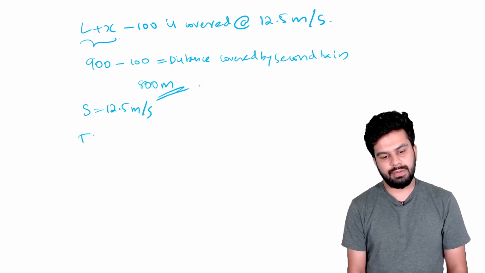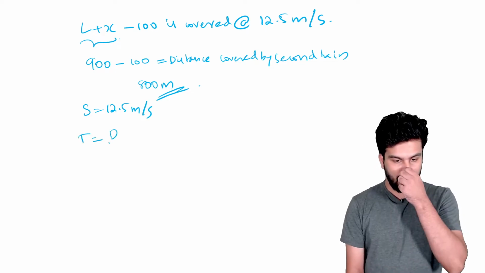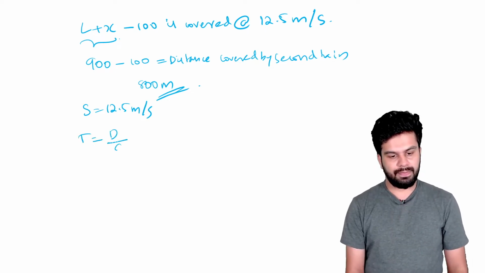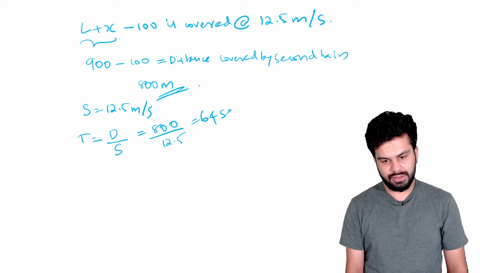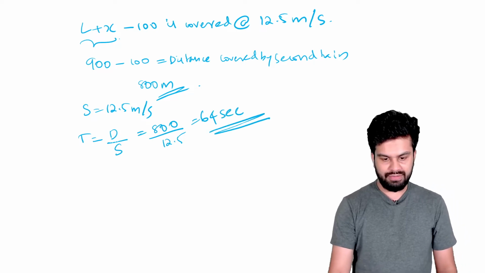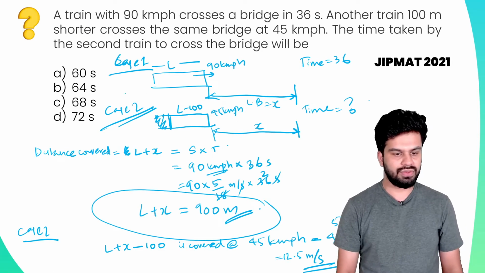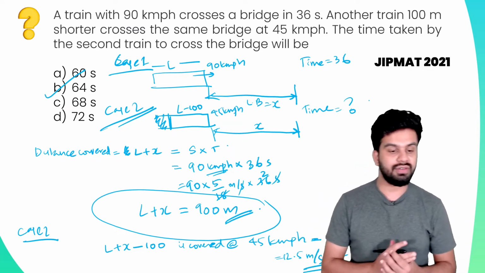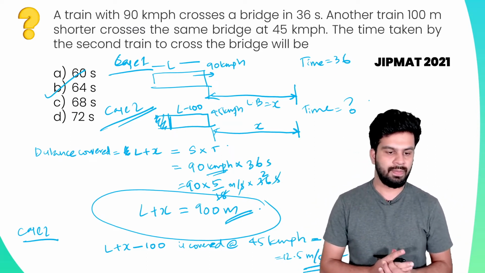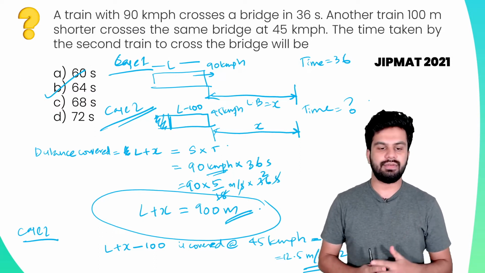So what is the time? Time is equal to distance by speed, right? So this is equal to 800 divided by 12.5, which is equal to 64 seconds. Do we have that option in the question? 64 seconds. Yes, option B is your correct answer, right? 800 by 12.5 is equal to 64 seconds. So concept clear? We had two cases.